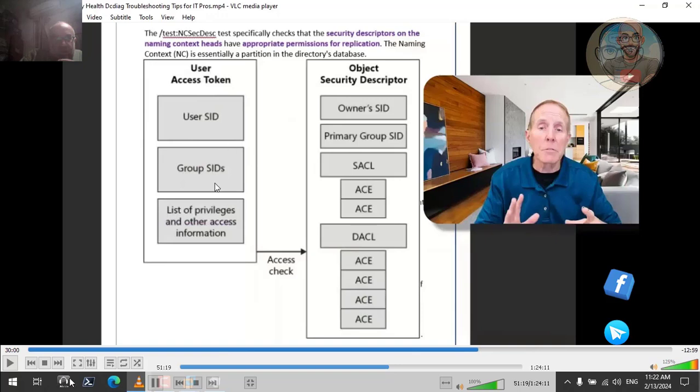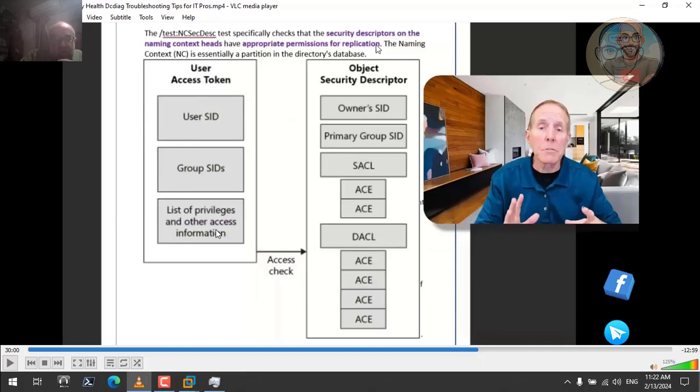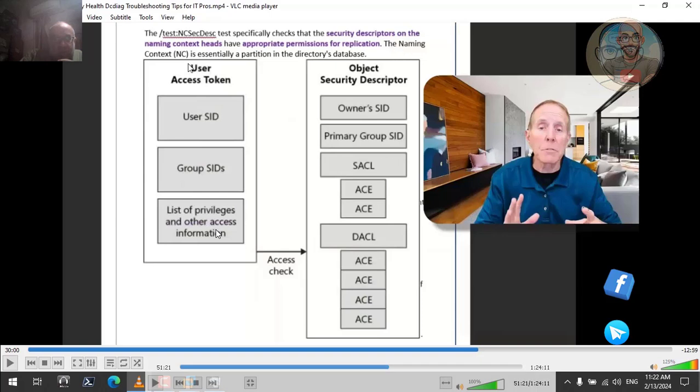And you can see here, this is another thing. This checks for security descriptors on the naming context head that have appropriate permissions for replication. The naming context is essentially a partition in the Active Directory, so it just checks the user SID, the group SID, list of privileges and other access information. It will check it with the security descriptor on the Active Directory database.